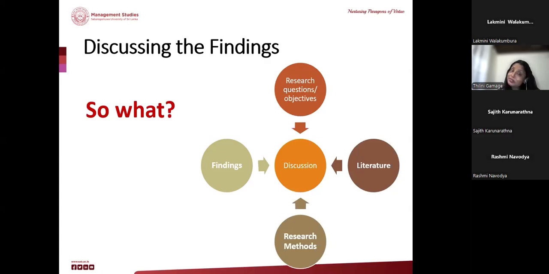How should I structure the findings? How should I discuss the findings? What sort of a structure should I use? So let's talk about it in detail.